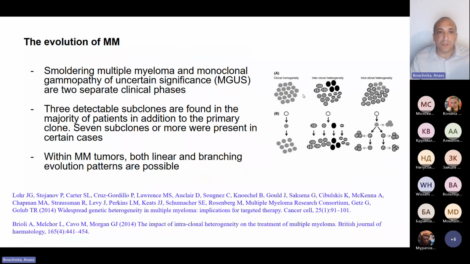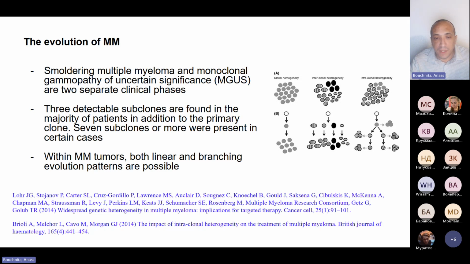One particular aspect of multiple myeloma is that it evolves very fast. Multiple myeloma is the final stage of several diseases or clinical cases. First, we have monoclonal gammopathy of uncertain significance, MGUS. Then we have smoldering multiple myeloma, and then finally, we have myeloma. When we analyze multiple myeloma tumors, we find that they consist of several clones, typically between 3 and 7 clones, and sometimes more than 7 clones.